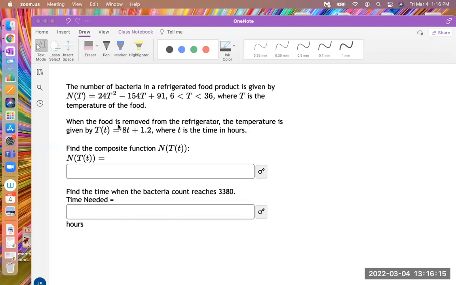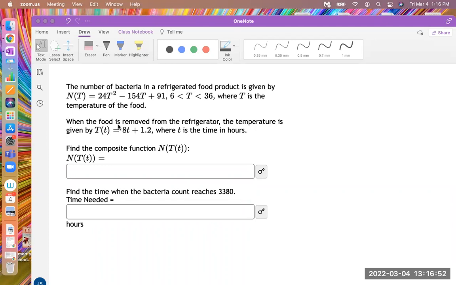So the number of bacteria in a refrigerated food product is given by this function N of T, and it's 24T squared minus 154T plus 91 when T is between 6 and 36, where T is the temperature of the food. When the food is removed from the refrigerator, the temperature is given by this capital T of little t, which is equal to 8t plus 1.2, where t is the time in hours.